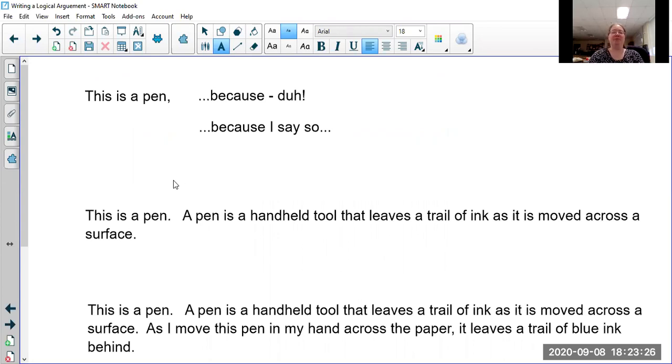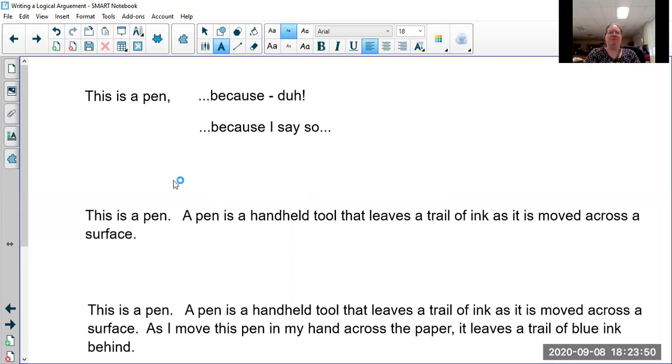I might say, this is a pen. I've made a claim. This is a pen. But what if I've never seen a pen before, or I don't speak English? What is it that makes this a pen? How would I figure out if something else is a pen, right? Why? What's my evidence that this is a pen?